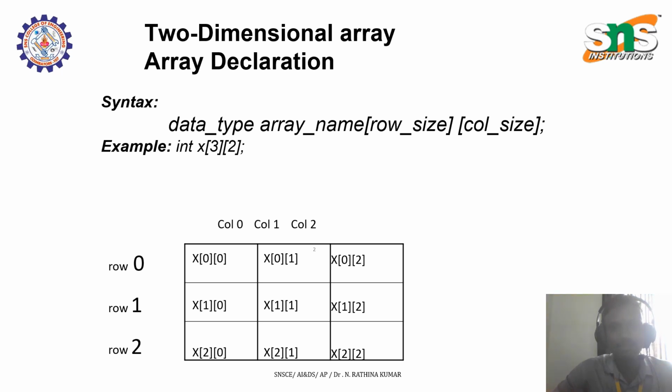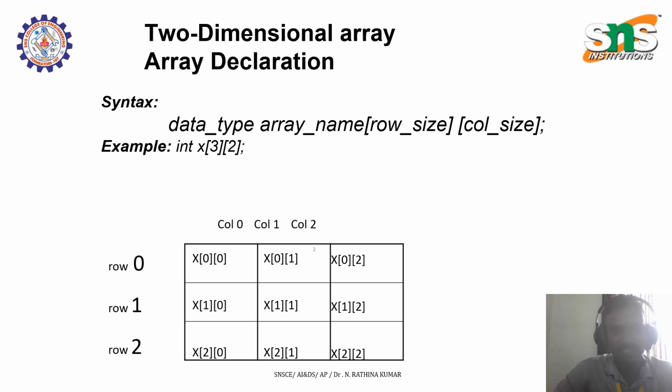Let us start with the declaration. We must understand what is meant by a two-dimensional array. It is in matrix form, which means that it contains rows and columns. Let us see the syntax along with one example: data type, array name, the row size and the column size. The example is mentioned below.